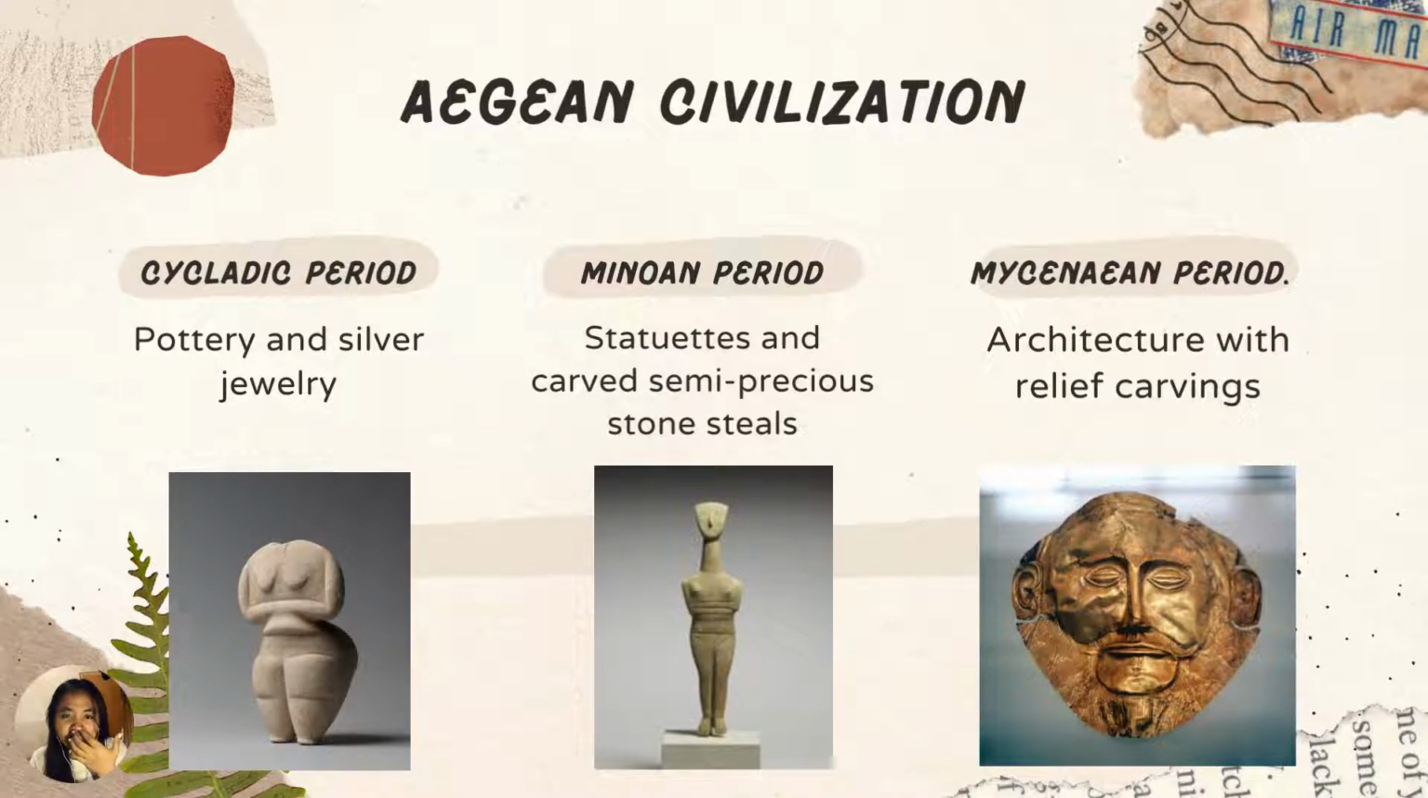Aegean civilization is classified into three periods, which is the Cycladic period, in which they created pottery and silver jewelry. So as you can see, sa ubos is the example of pottery and silver jewelry. Minoan period: statues and carved semi-precious stone seals are designed.